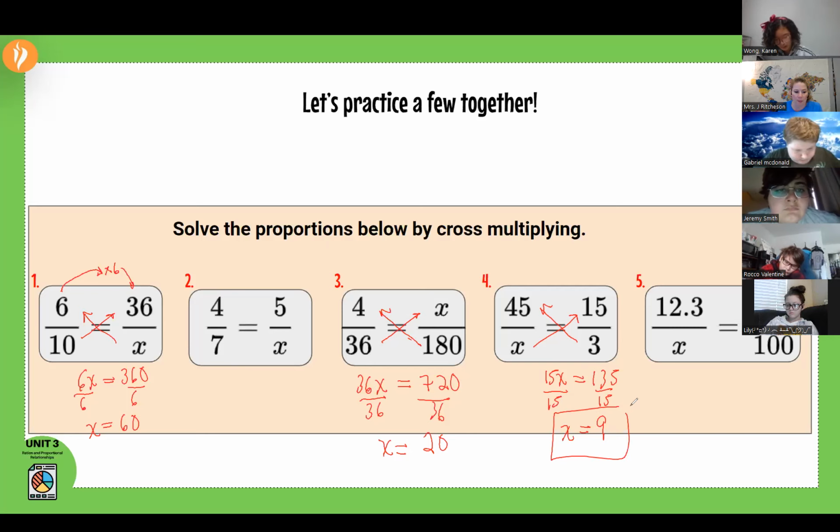9, right? Is it 9 or 6? It is 9. Right, guys? Yeah, it's 9. Use your calculator. You do 135 divided by 15. 135 divided by 15 is 9. That's the right answer.